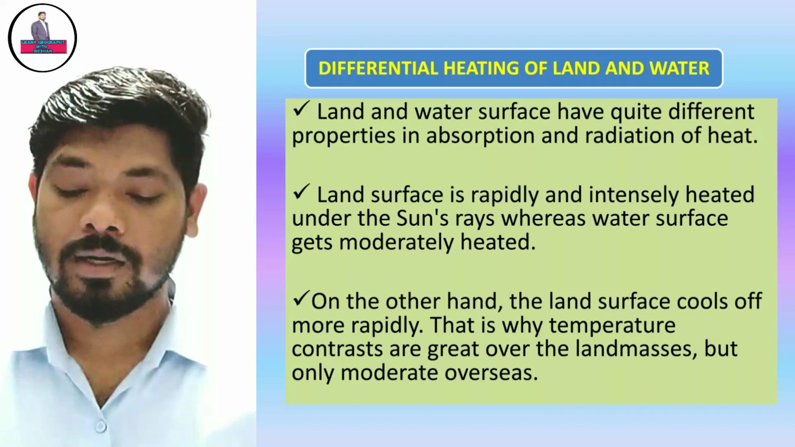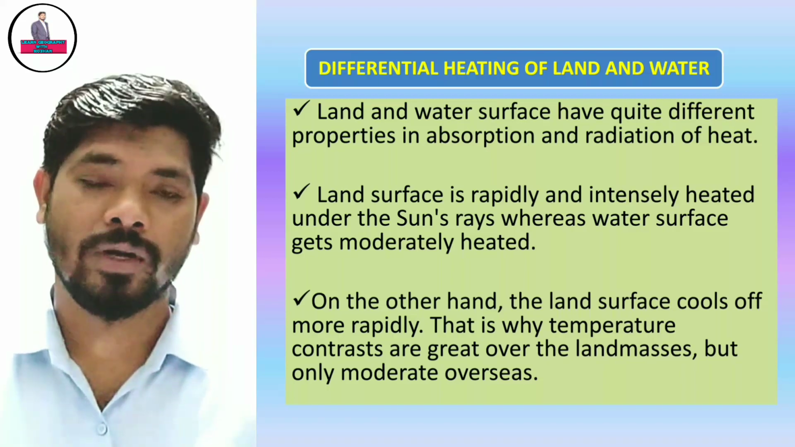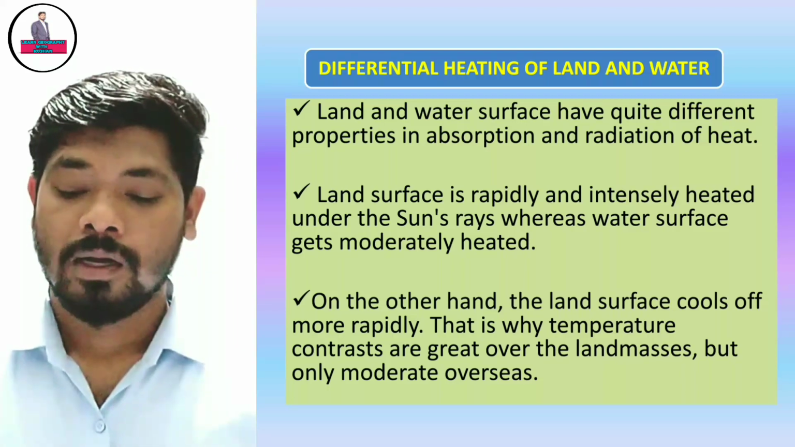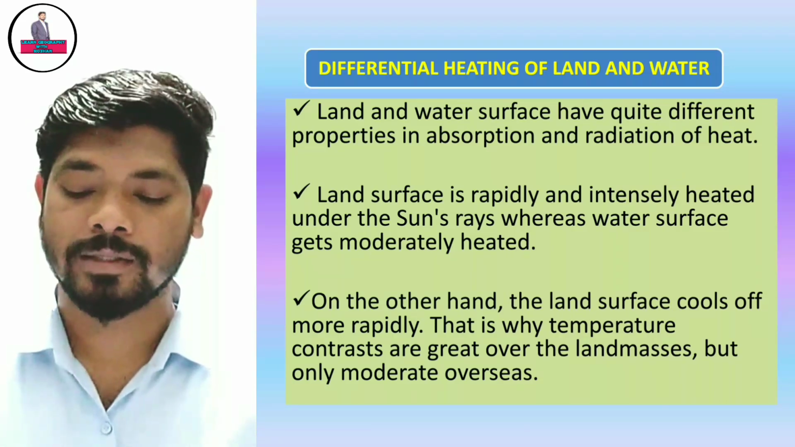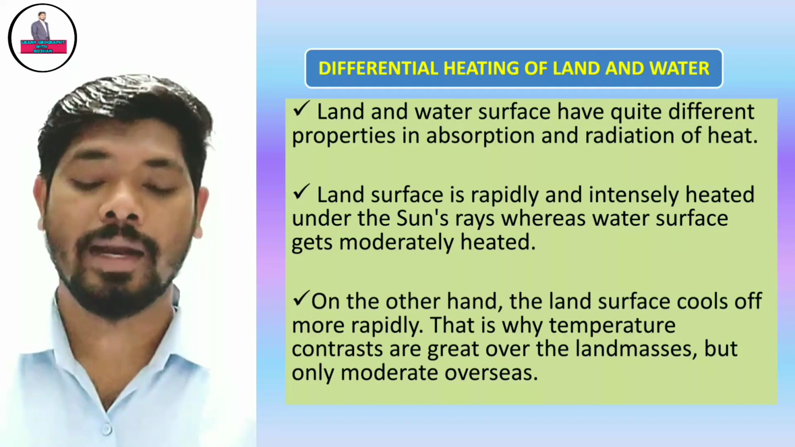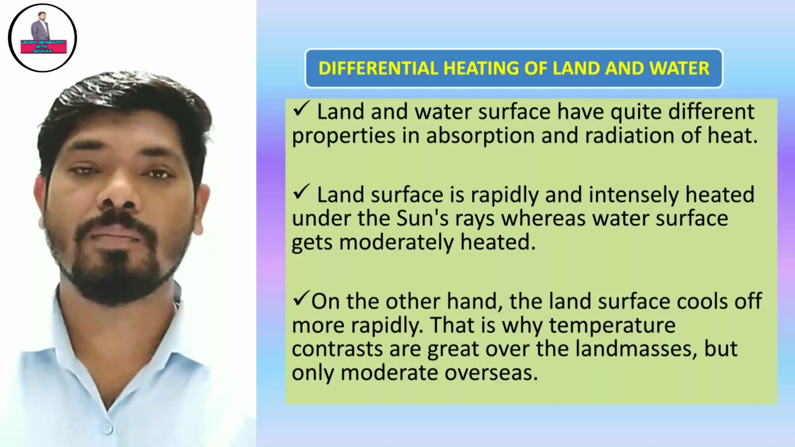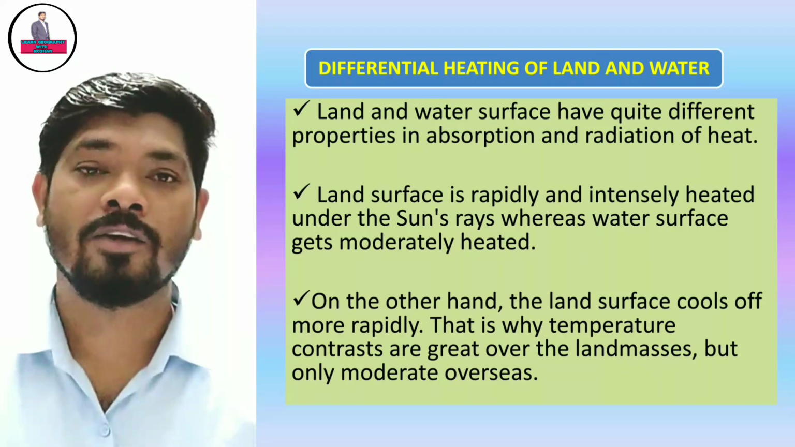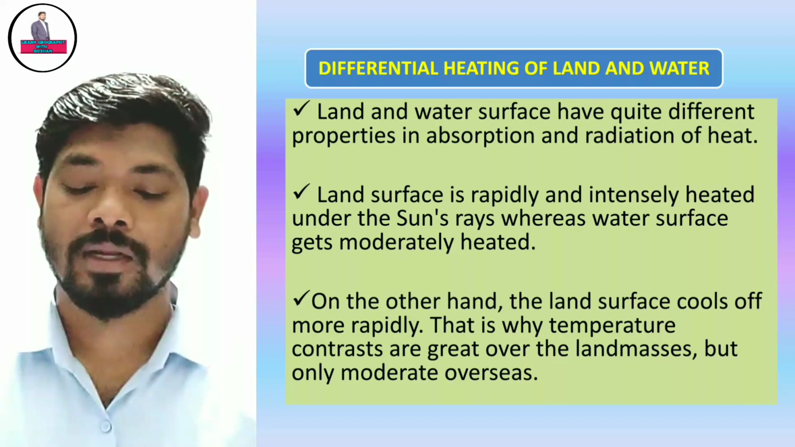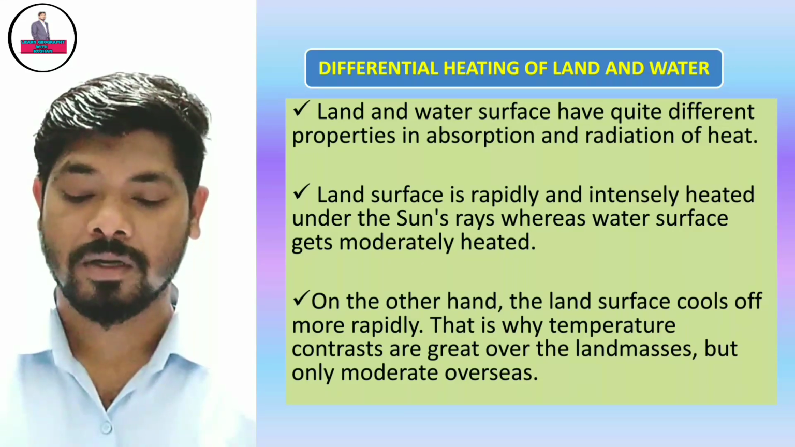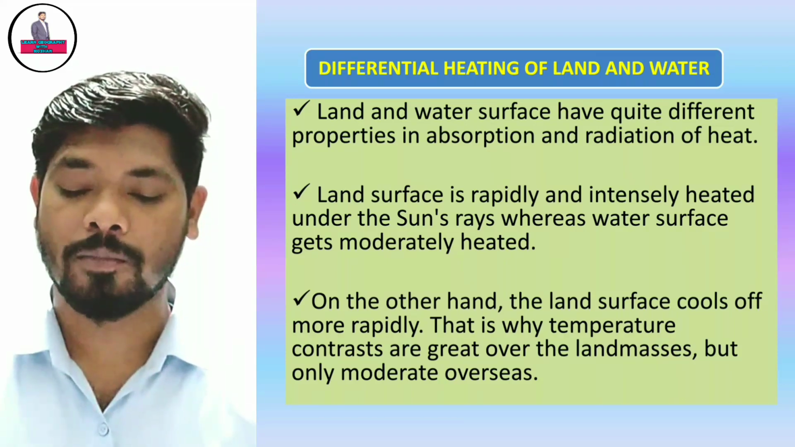Coming towards the differential heating of land and water. As we know, land and water take different times to heat up. Land and water surfaces have quite different properties in absorption and radiation of heat. Land surface is rapidly and intensely heated under the sun's rays, whereas water surface gets moderately heated. So land gets heated very fast and water takes time to heat up. On the other hand, the land surface cools down very fast. That is why temperature contrasts are great over the land masses but only moderate over seas.